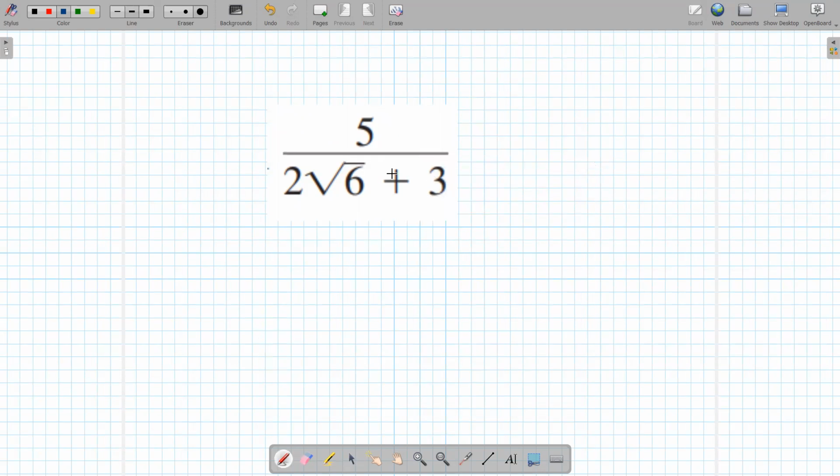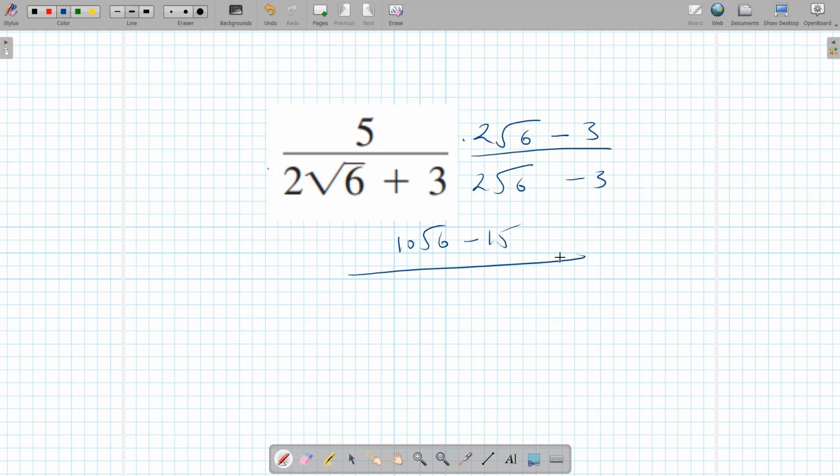It's not going to be root 6. When there's multiple things going on, you need to make it a difference of squares, okay? So all you do is, a plus b, you want to multiply this with a minus b. So 2 root 6 minus 3 and 2 root 6 minus 3, which will give us 10 root 6 minus 15 on the top. What do we get on the bottom?